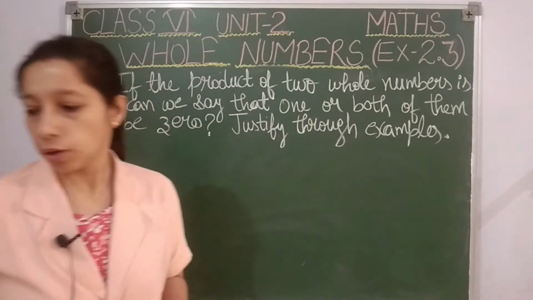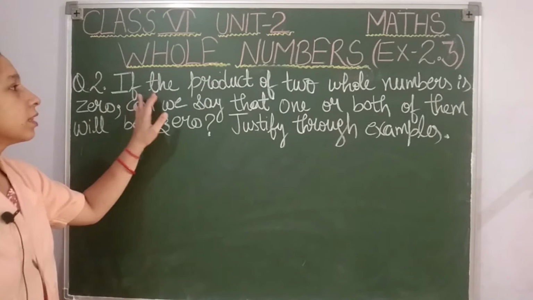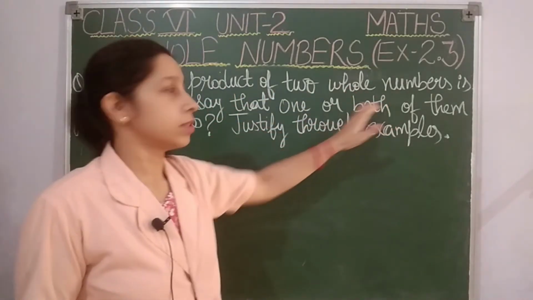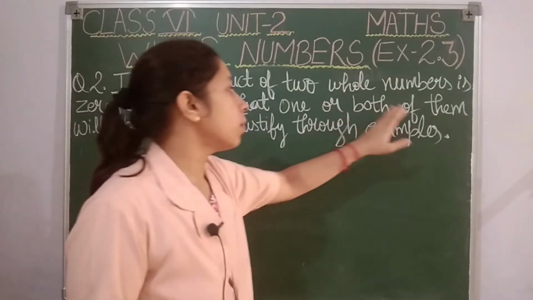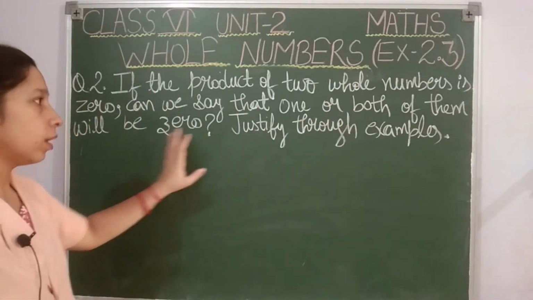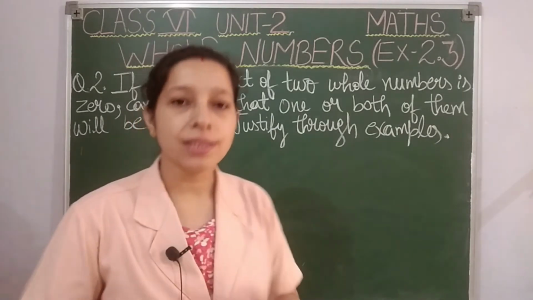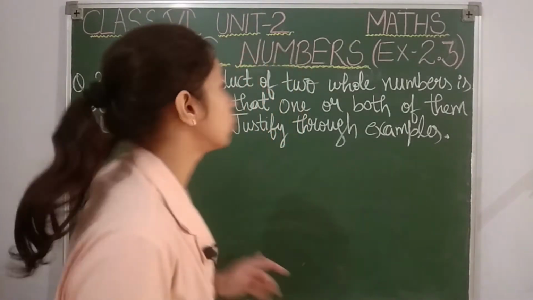So students, question number 2 is, if the product of two whole numbers is 0, can we say that one or both of them will be 0? Justify through examples. In simple words, let us understand the question students.